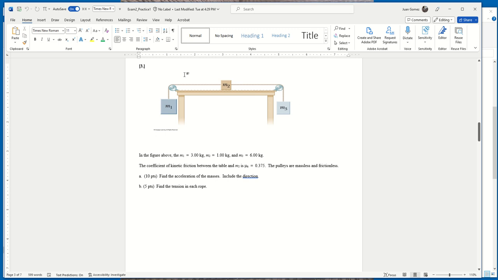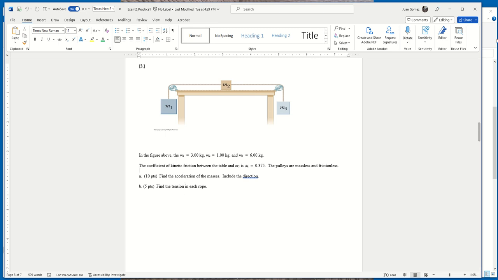Because they're connected, they obviously will have the same acceleration, but I want to include the direction, which we know by a very logical assumption: M3 will accelerate in the negative y, M2 will accelerate in the positive x, and M1 will accelerate in the positive y. So I want to know what that acceleration is. I want to know the tension in each rope. There's going to be a tension in the rope connecting M1 and M2, and a different tension in the rope connecting M2 and M3. All right, so I want A and T.